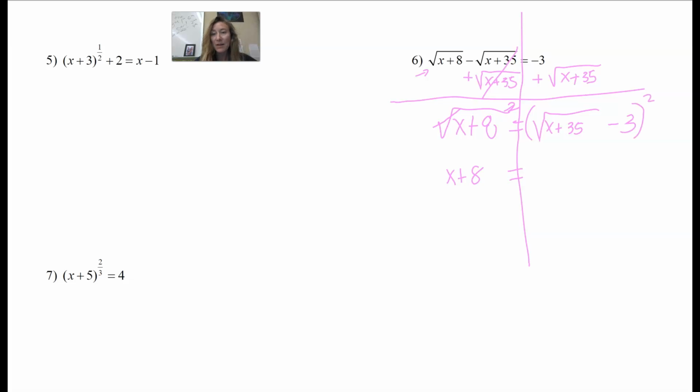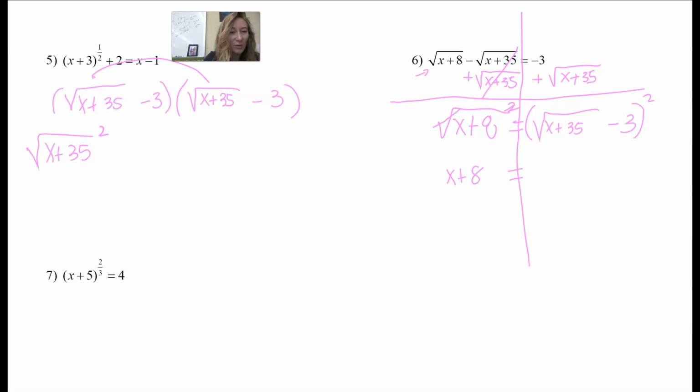And again, that means that I have to multiply it using FOIL. So I'm going to do that work over here. Rad x plus 35 minus 3 times rad x plus 35 minus 3. Okay, first, multiplying those together, that's going to cancel out the radical. That's going to be x plus 35 because it was square root of that squared. So they canceled out.